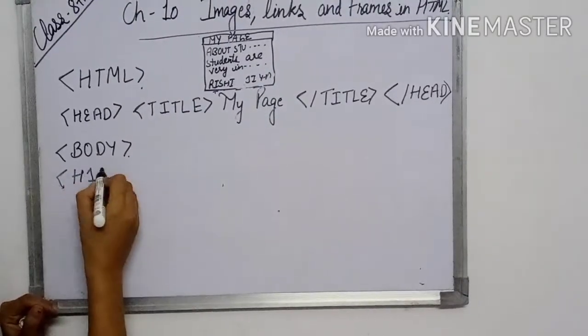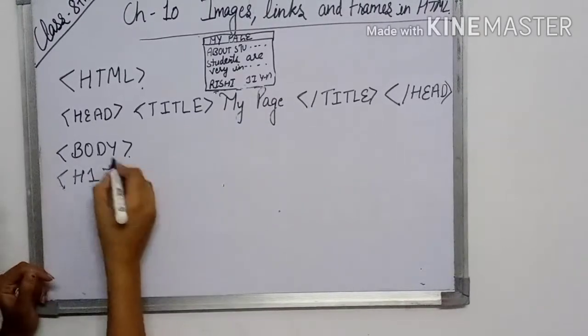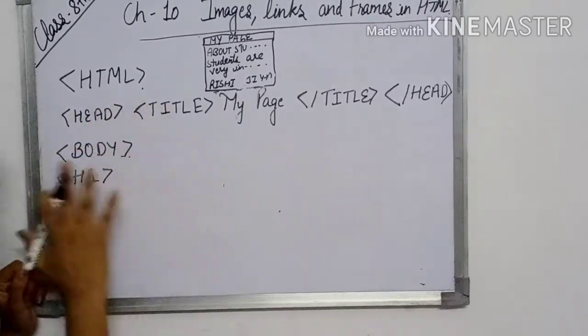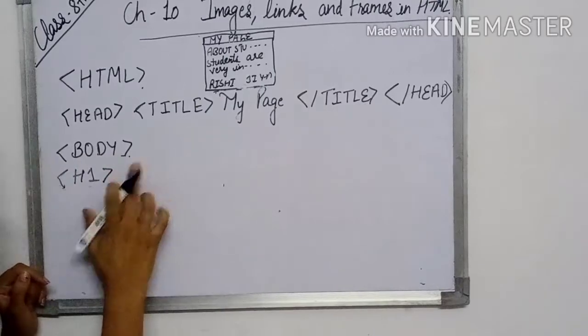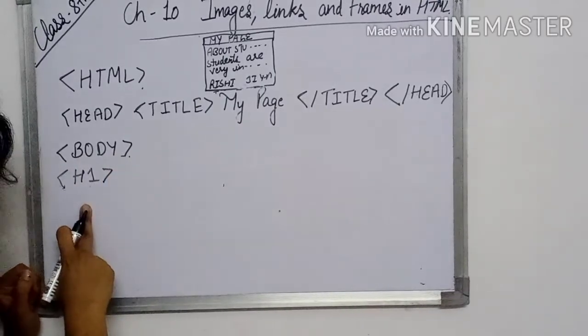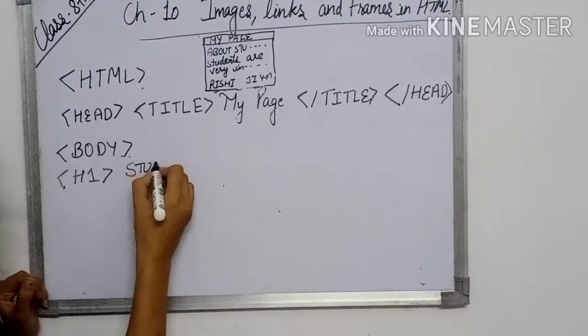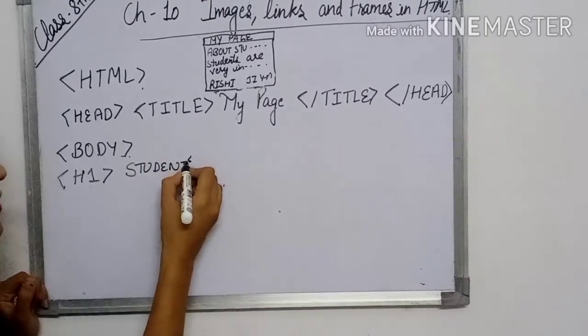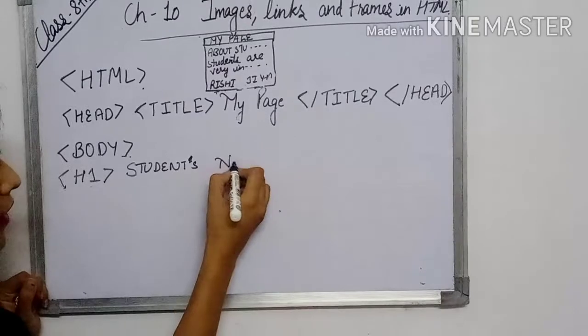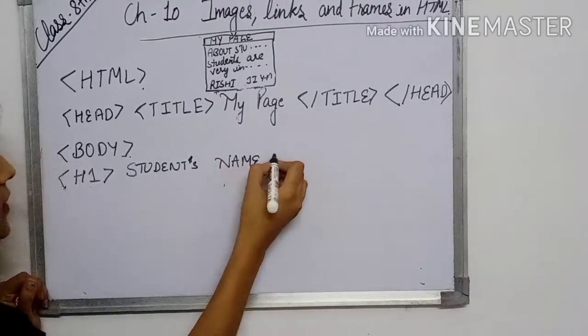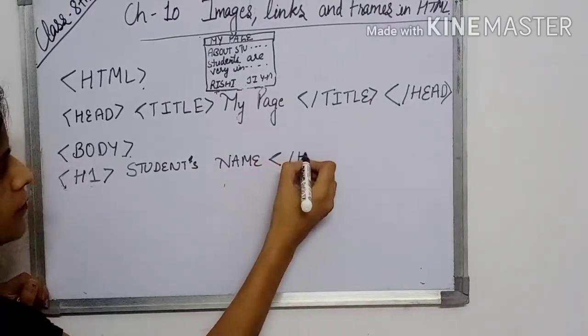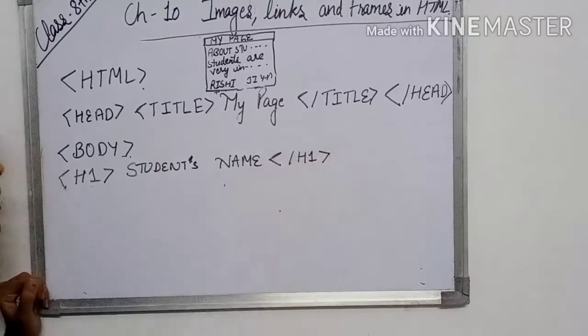Now here is H1. Heading is started. I am taking the same example. Body is started. Then I am using the H1 tag, that is the heading 1 tag. In heading, I am giving student's name. This is the heading, in which heading is ended.